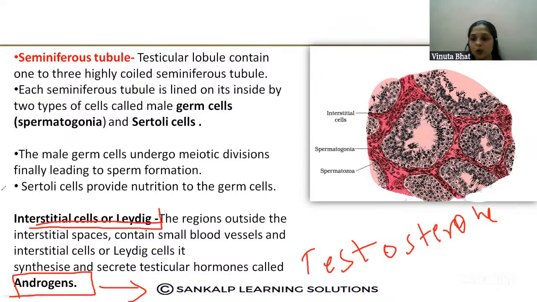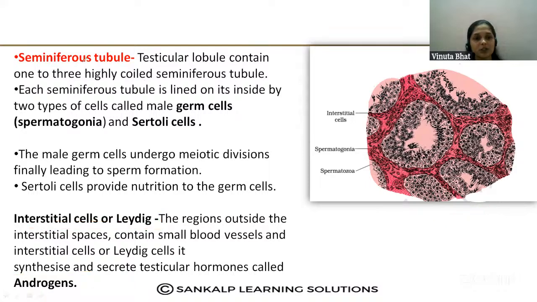So I hope this concept is clear about the seminiferous tubules. And one more thing, these seminiferous tubules are called the structural and functional unit of the testes, because the production of sperms takes place inside the seminiferous tubule. Where are the seminiferous tubules present? They are present inside the testes, in the testicular lobules.